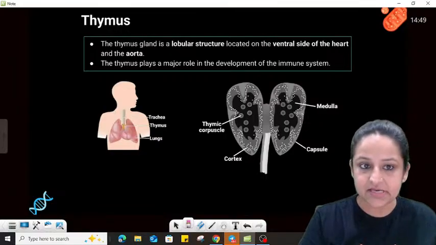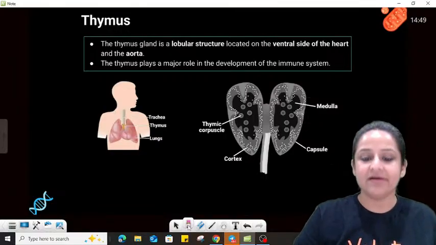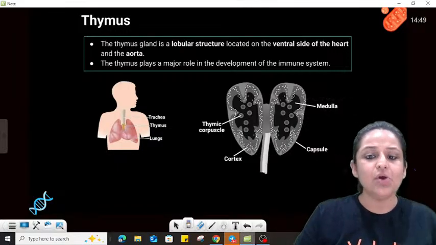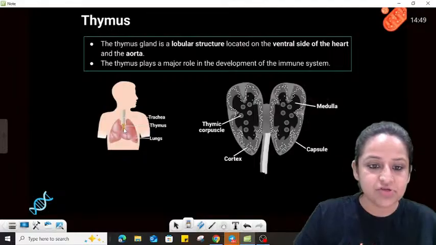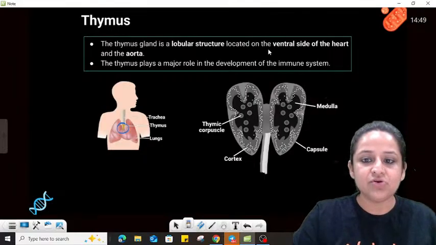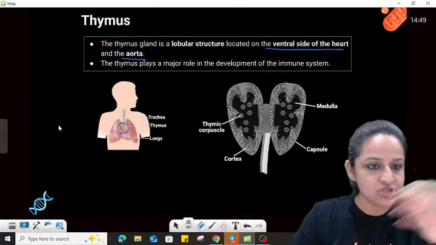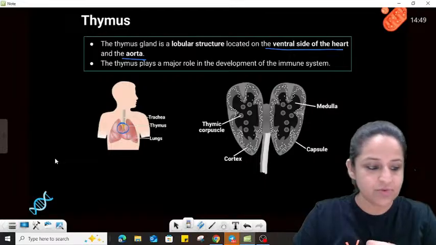Now we are going to talk about another gland that is called thymus. This is another very small gland. It is a lobular structure. You can see over here, this is where thymus is present. It is present on the ventral side of the heart and the aorta. It is a very small structure.